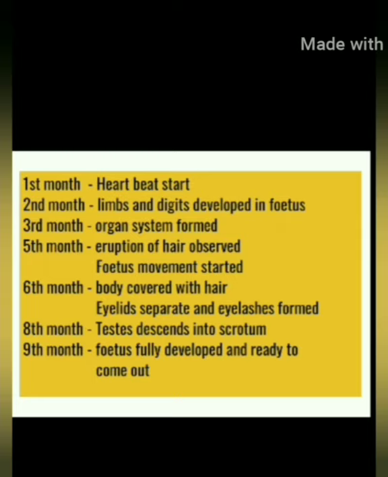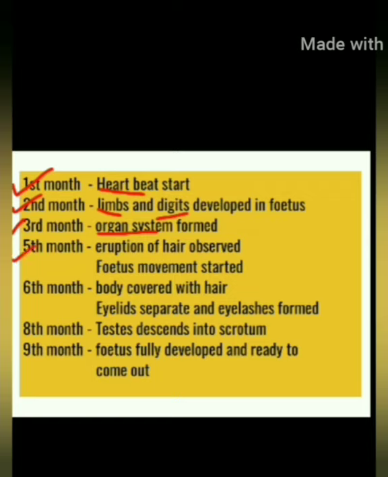So after the attachment, after the implantation, what occurs next? Now the fetus development takes place. I'll tell you in which month what development takes place. In the first month of development, the heartbeat gets started. In the second month, the limbs and digits also develop in the fetus. In the third month, the organ systems get formed. Till now the tissues were developed, and now the organ systems also develop.